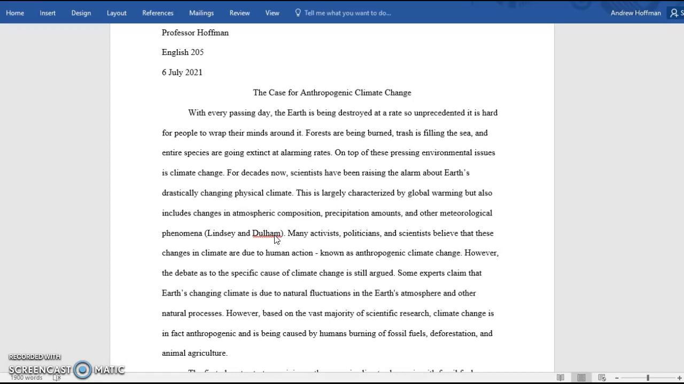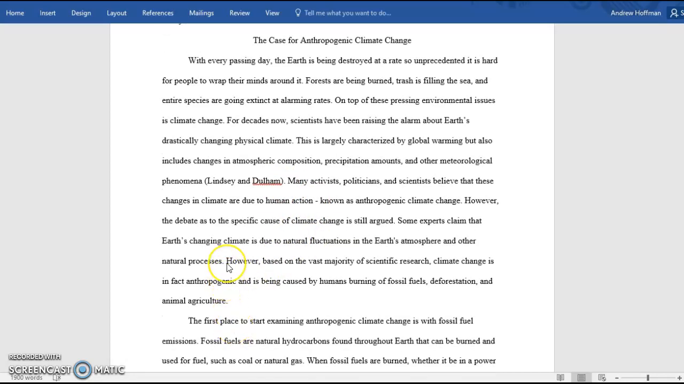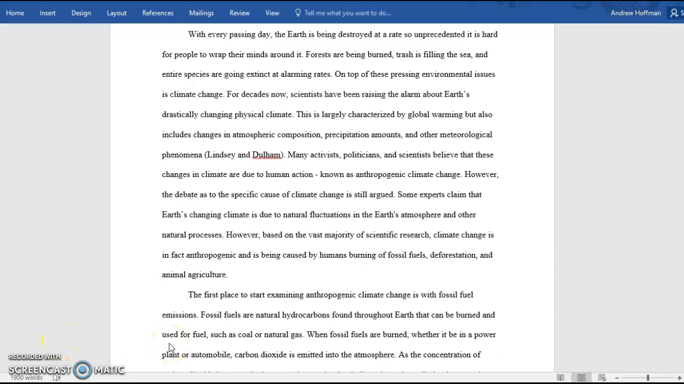Then we move down here, and finally, the last sentence of the introduction is the thesis itself. However, based on the vast majority of scientific research, climate change is in fact anthropogenic and is caused by humans' burning of fossil fuels, deforestation, and animal agriculture. That is the thesis. That is the argument. That's what's going to be set up.